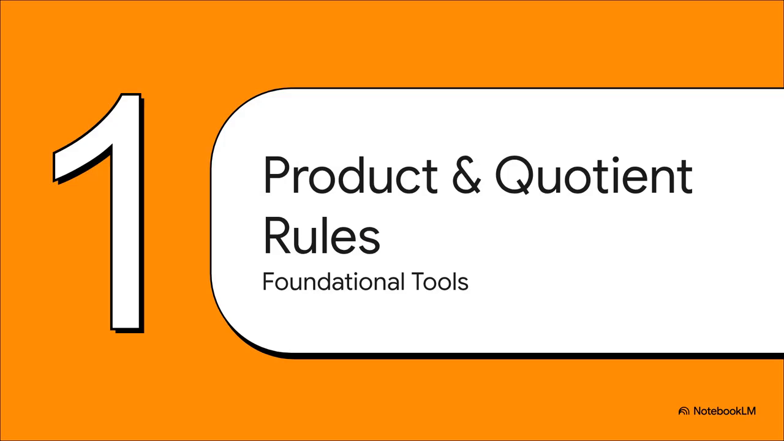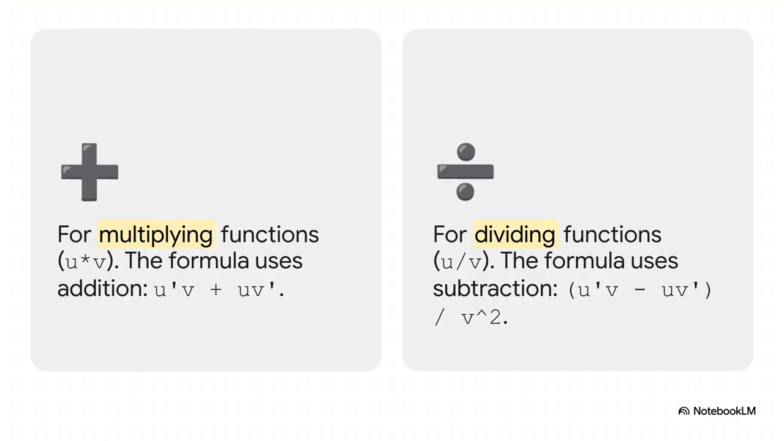First up are the absolute essentials. Think of these as the trusty wrenches in your kit, the product rule and the quotient rule. Anytime you see functions being multiplied together or one divided by another, these are the tools you're going to reach for. They are your everyday workhorses, for sure. Okay, let's put these two side by side, because this is where the details really matter.